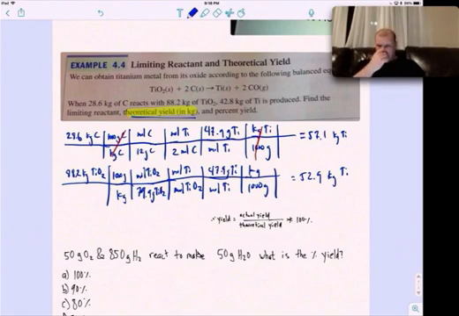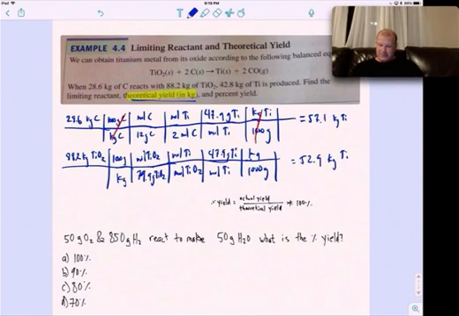Okay, I'm back. I've done the calculation. Looking at the carbon, 57 kilograms is what we would produce. And then looking at the titanium dioxide, 52.9 would be produced. So the limiting reagent is the titanium dioxide. And now let's look at the theoretical yield.